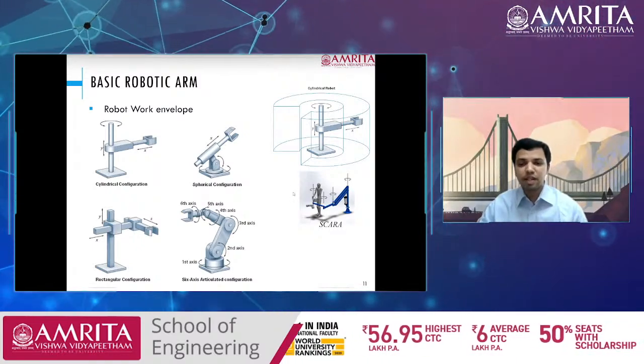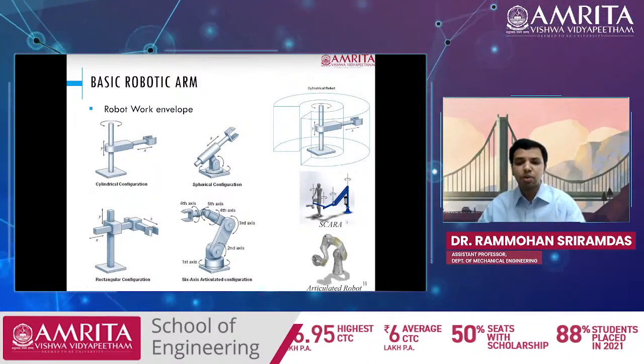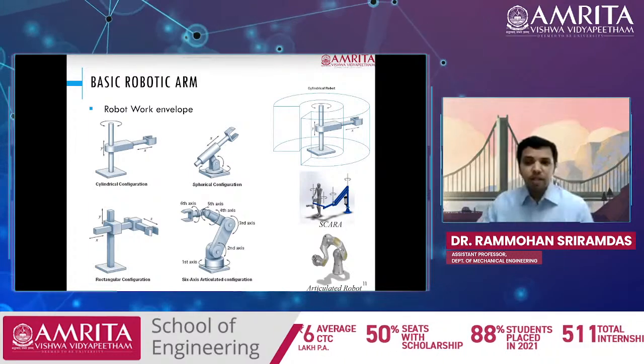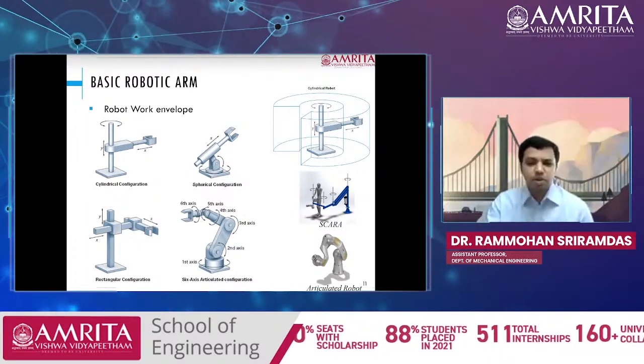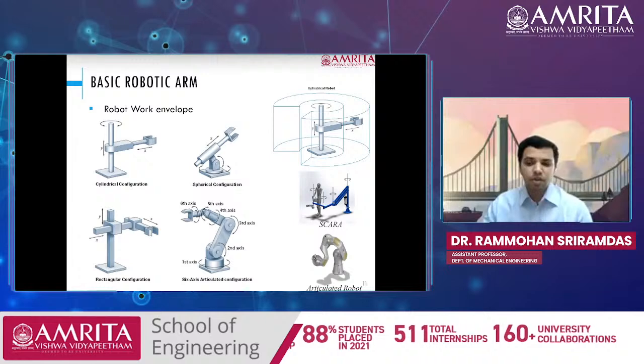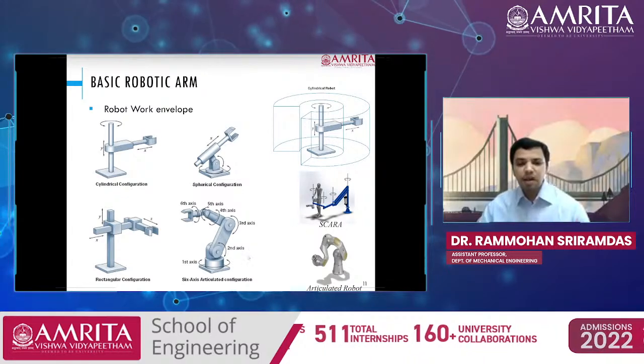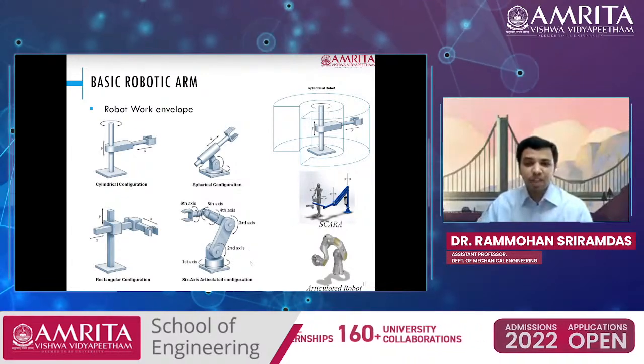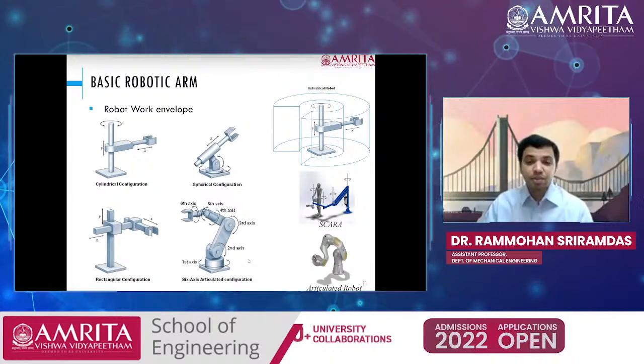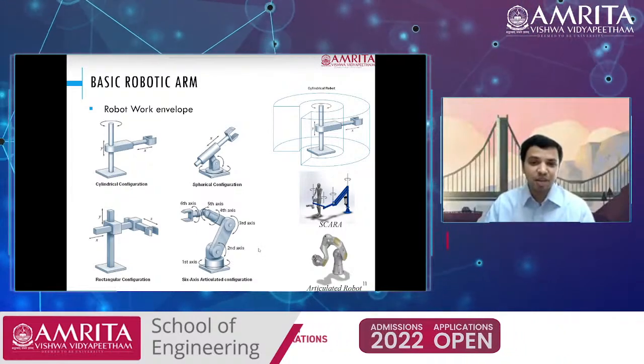So if someone gives you, okay, what is this robot? Then you should be able to tell what this corresponds to, right? So this is an articulated robot. We would say this is an articulated configuration. I mean, where do you study? You study this in the engineering disciplines, right?